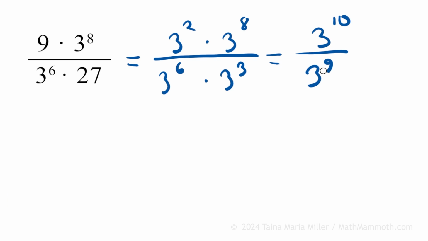And now we use the second law of exponents, the rule where we subtract the exponents. 10 minus 9 is 1, right? 3 to the first power, which is just 3. So that really simplified nicely.